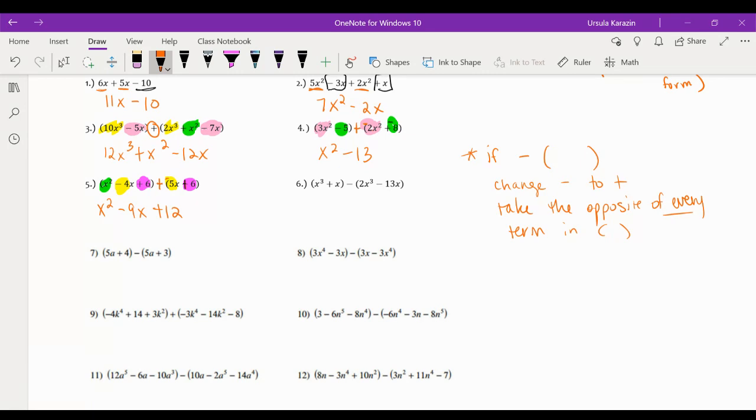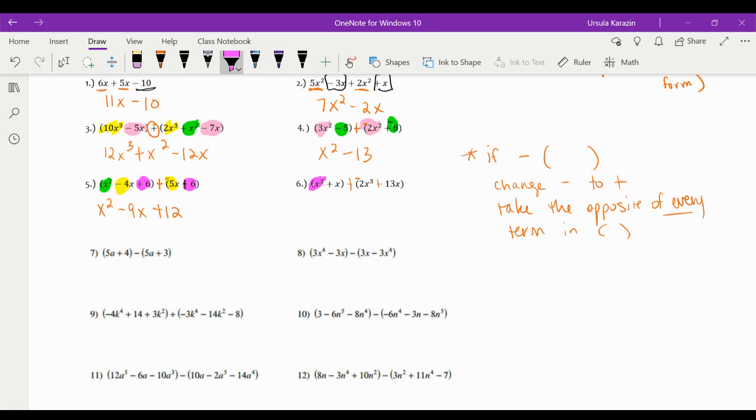Let's do number 6 the same way. And then again, I will put all of the rest of it in the content library, and you can look at it, or you can go ahead and start your homework. So on this one, I'm going to change the minus in between to a plus, and I'm going to change every sign in the parentheses. So I need to change both of those.